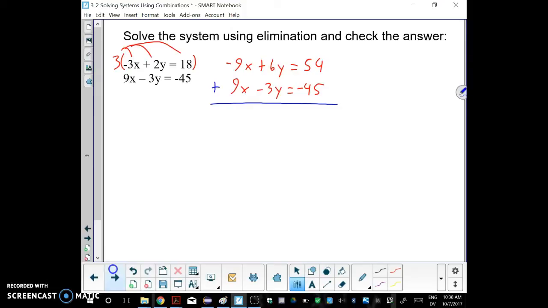All right, so when we add these together, the x's disappear. It's fantastic. The y's, we have positive 3y, and if you add those together, we have positive 9. So now we know y: just divide by 3 and we get 3.